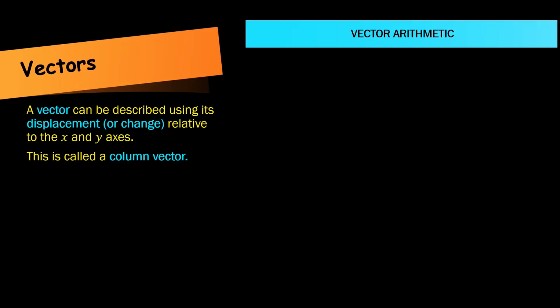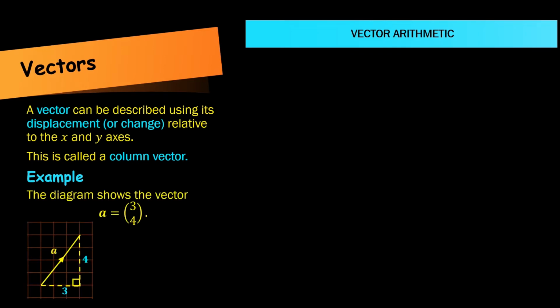A vector can be described using its displacement or change relative to the x and y axes. This is called a column vector. For example, the diagram shows the vector a equals (3, 4).